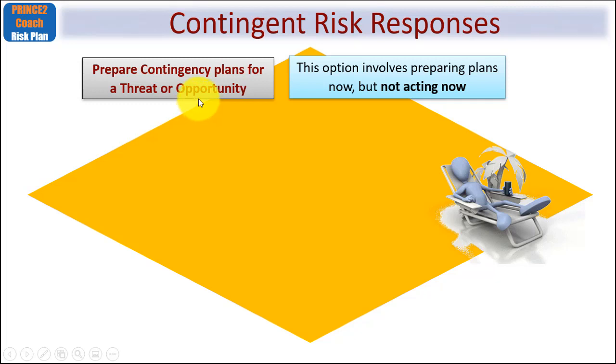So what you'll do here is you'll prepare contingency plans for either and or both threats and opportunities. Now this option involves preparing the plans now, but not acting now. You're taking no action. In effect, you're putting them in your bottom drawer, you've pre-thought them through, and you only implement them should the risk occur or look like it's about to occur.